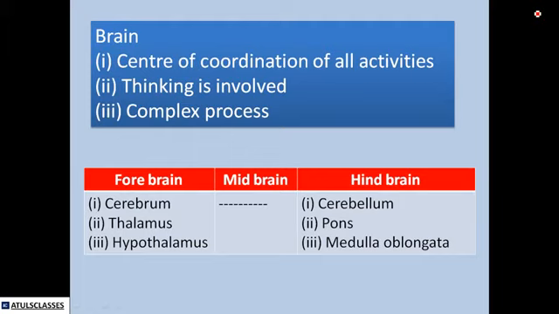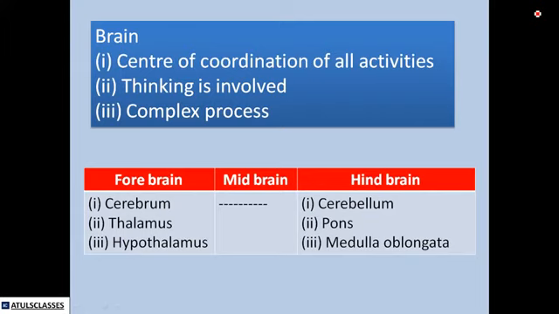So what is a brain? The brain is the center of coordination of all activities that take place in the body. It involves thinking, the processes of thinking, imagination, recreation, and creativity. These are all complex processes.